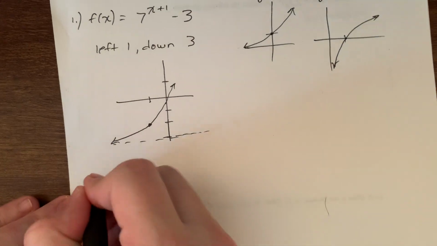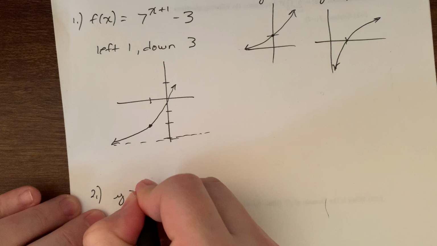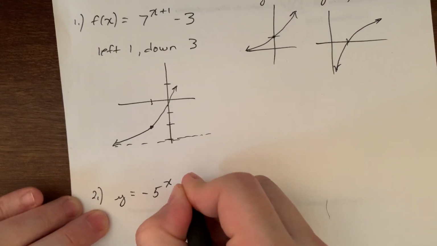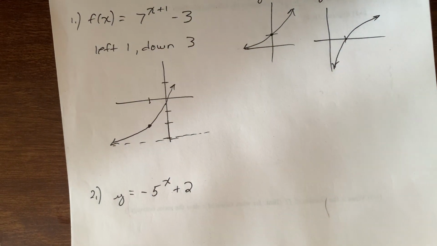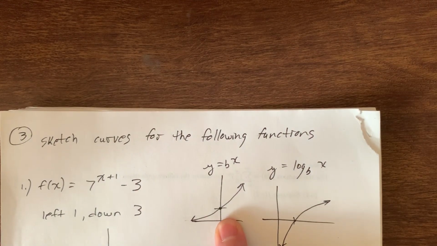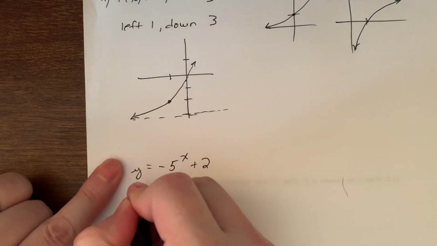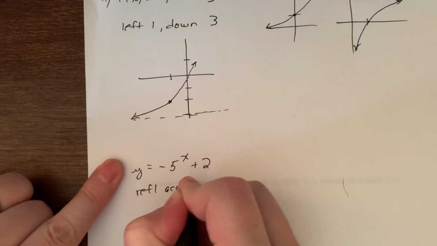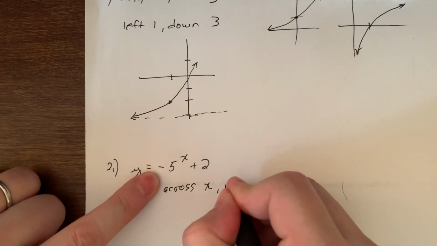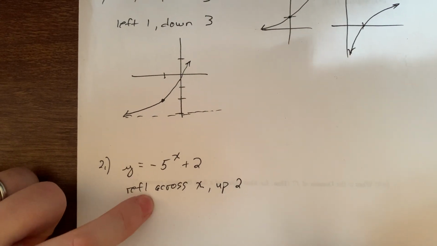So now let's look at number 2. Let's look at y equals minus 5 to the x plus 2. 5 to the x, still using my basic exponential as my base curve. But what else is happening here? Well, this negative out in front is a reflection across the x-axis. This plus 2 is outside the function, so that'll lead to a shift of up 2. Have to do the reflection first.